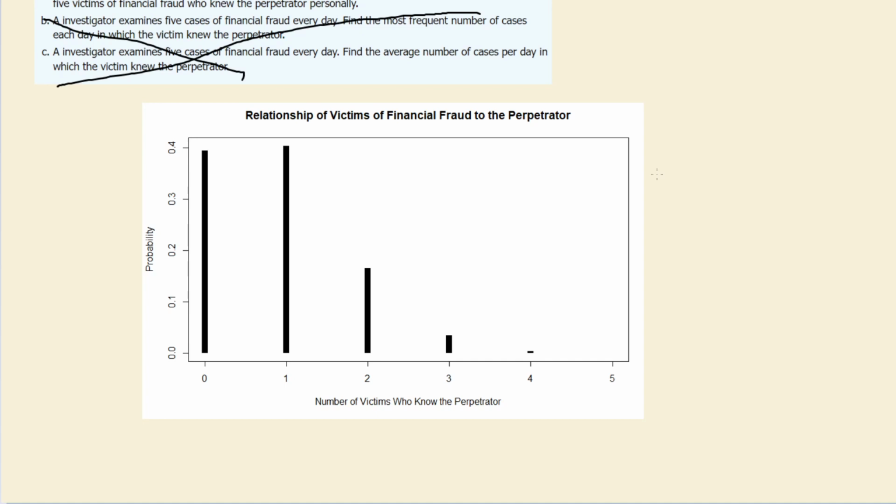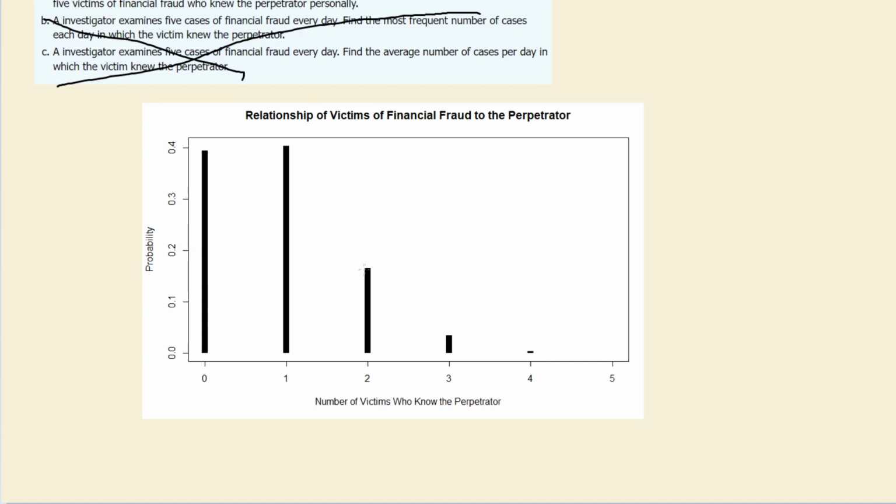So if you add up the height of all of these vertical bars, you should get 1, because this tells you the probability of each of these occurrences. And if you're interested in how to compute that, just watch the next video. I'm going to dive into that very deeply. But here, what does this tell us? This tells you that if you took a random sample of 5 victims of financial fraud, there's roughly a 40% chance, a 0.4 probability, that none of them will know the perpetrator. There's about a 40% chance as well that one of them would know the perpetrator. I meant to say perpetrator here.